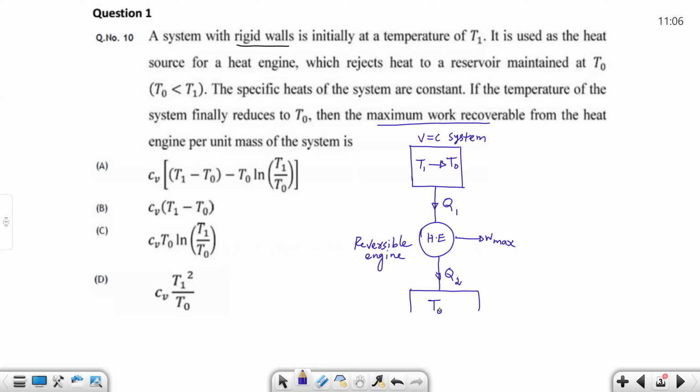Okay, so a system with rigid wall is initially at temperature T1. It is used as a heat source for a heat engine, which rejects heat. So the heat engine rejects the heat to the reservoir maintained at T0. So what is the maximum work recoverable from the heat engine per unit mass of the system? So the maximum work will be Q1 minus Q2.